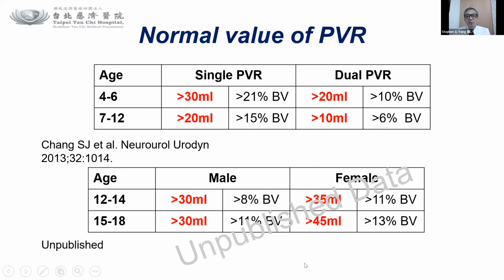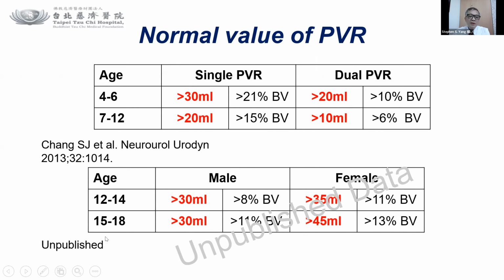Now let's look at the normal reference value of PVR. For age 4 to 6, single PVR or dual PVR is 30 ml or 20 ml; 7 to 12 years old, 20 ml or 10 ml. Or you can say 20% of bladder volume, 10% bladder volume, 15% bladder volume, or 6% bladder volume.